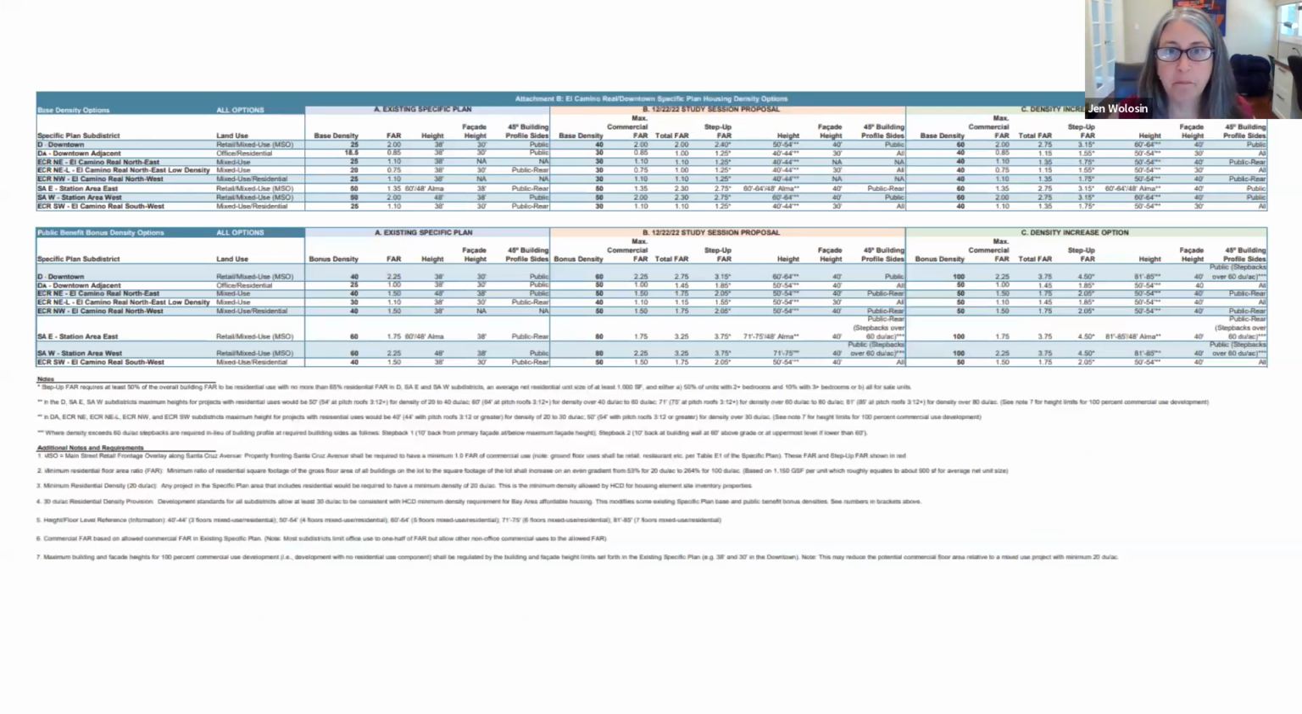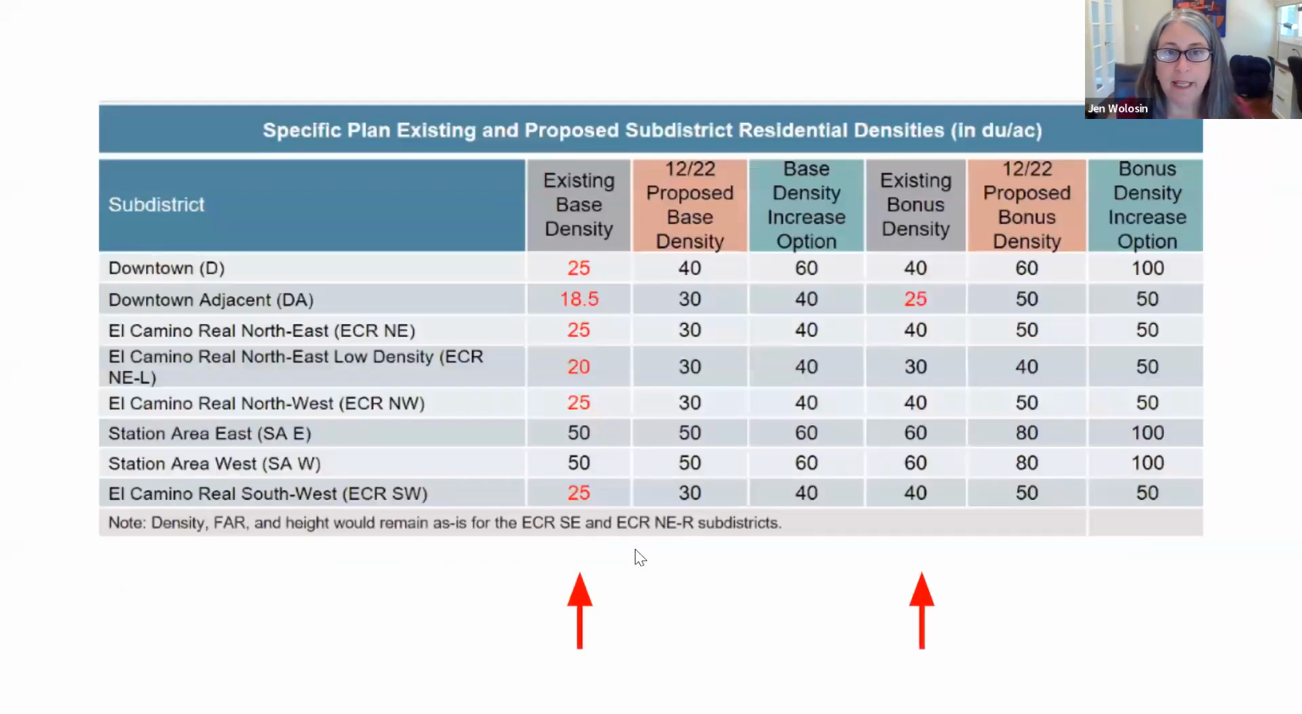Okay, so basically, this chart is showing 8 of the 10 zoning districts are being recommended to be upzoned. Remember, I said there were 10 districts in the downtown specific plan. The staff originally is recommending upzoning 8 of those districts. The 2 that they're not originally recommending to upzone are the El Camino Real Southeast, which is where that Middle Plaza Stanford development is, and El Camino Real Northeast R, which is where Springline is. So going back to our original downtown specific plan, that's what the arrows are pointing to.